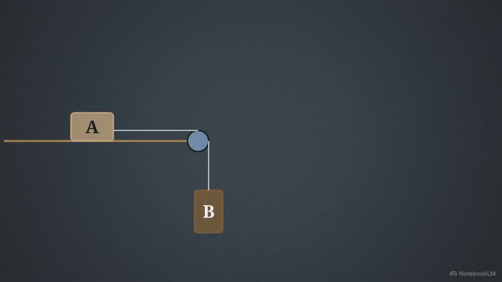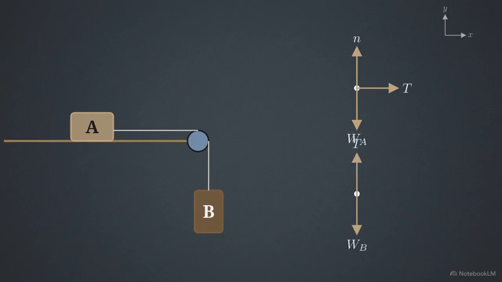Let's apply these rules to a multibody system. Block A sitting on a table, connected by a taut string over a pulley to a hanging block B. For interconnected systems, never draw a single combined free body diagram. You must isolate each object. On the right, block A gets normal force, weight, and tension to the right. Block B gets its own diagram, with weight pointing down and tension pulling up. Because the blocks are connected by the same taut string, the tension force acting on both blocks is exactly the same. And because they move together, the magnitude of their acceleration is also identical.